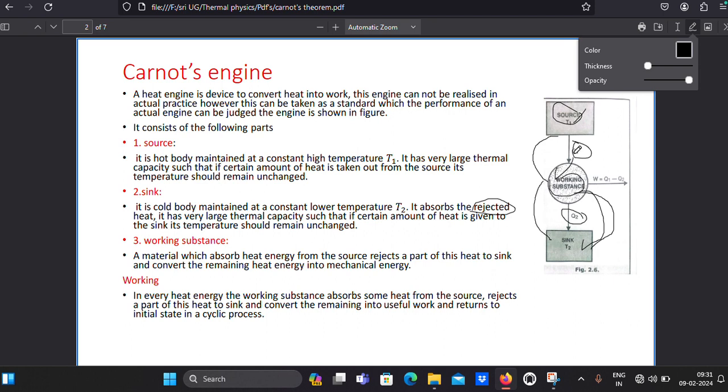While it is taking heat energy from the source, the source temperature cannot change, and while it is giving heat energy to the sink, the sink temperature also cannot change. So work is Q1 minus Q2: the difference between the heat taken and the heat given to the sink is the work. Next, working. So how does it work? Let me explain one by one.